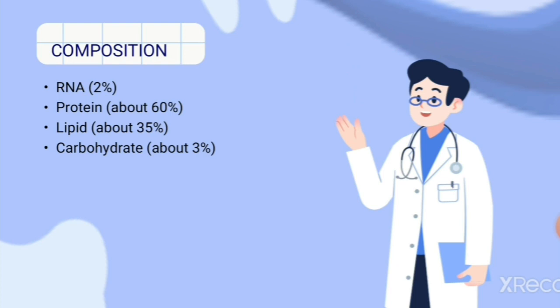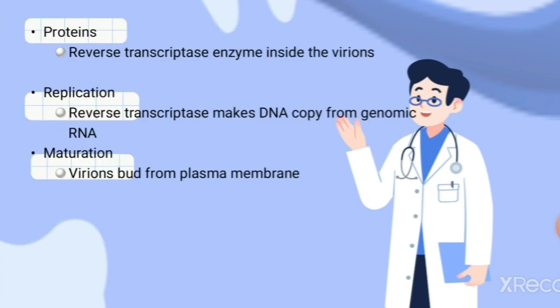So they are made up of 2% RNA, 60% protein, and 35% lipid, and lastly, 3% of their composition is made up of carbohydrates. For the proteins, it contains a reverse transcriptase enzyme inside the virion. For their replication, the reverse transcriptase makes a DNA copy from the genomic RNA. And for the maturation, the virions bud from the plasma membrane.